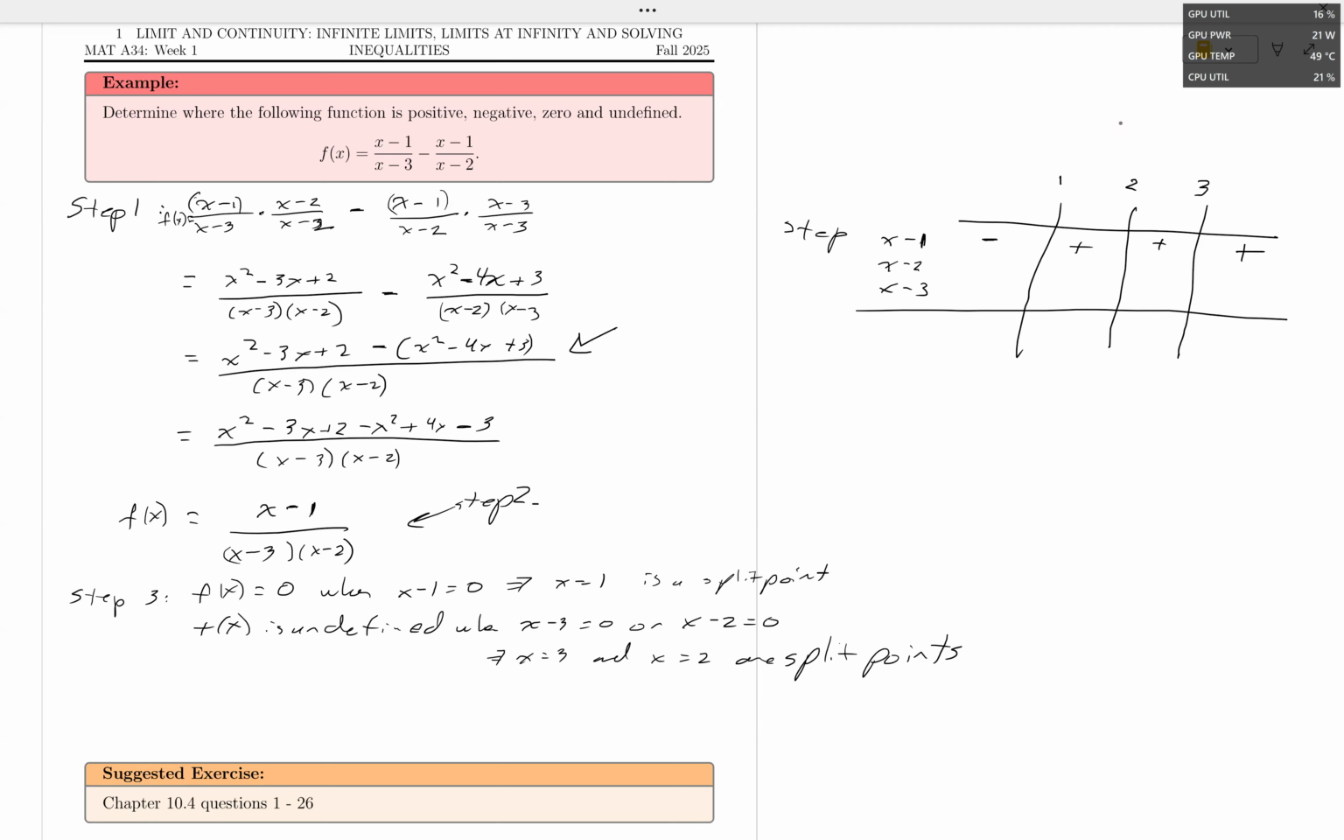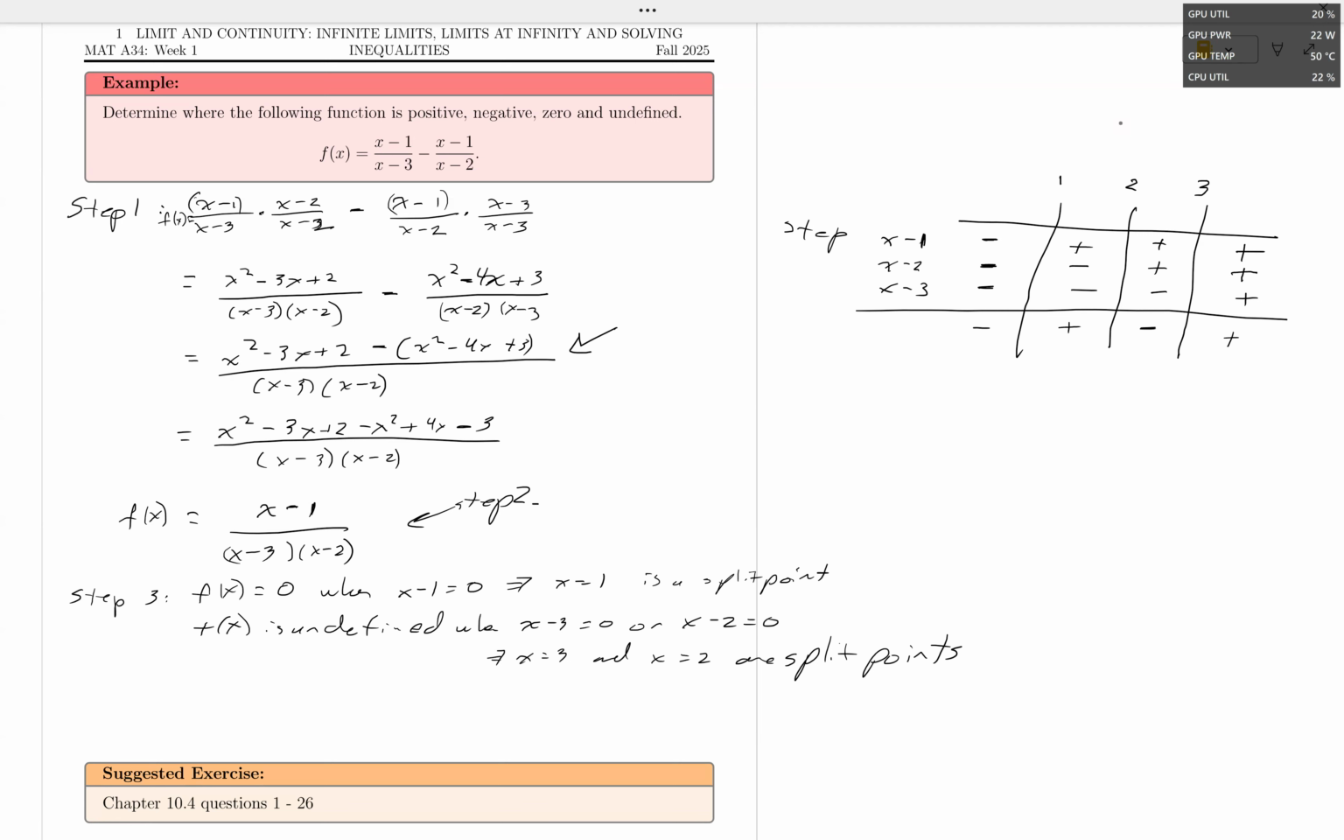Next row, x minus 2. A very big number, plug it in, I'm going to be positive. Very negative number, I'm going to be negative. And I do change sign. Where's the only place I can change sign? Is here. Now x minus 3. Big number is positive, small number is negative. I change sign. Where's the only place I can change sign? At 3. And now I multiply my signs. Minus, 2 negatives is positive, 1 negative is negative, positive.